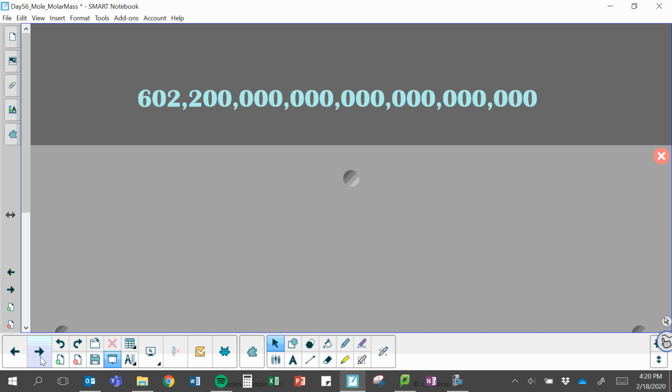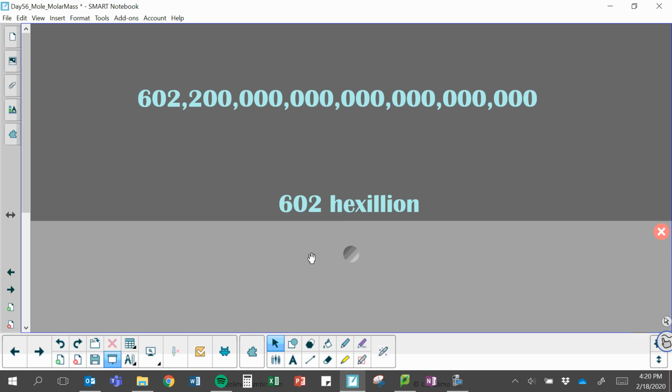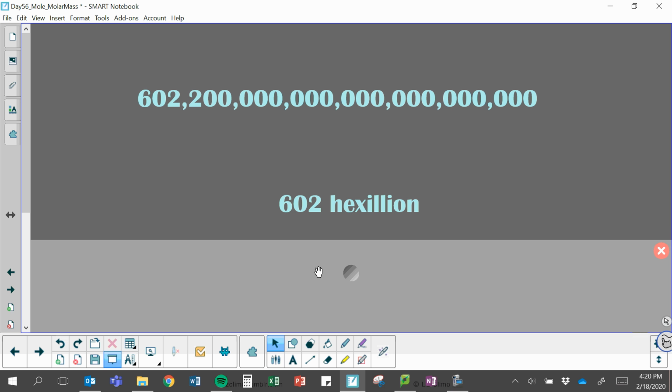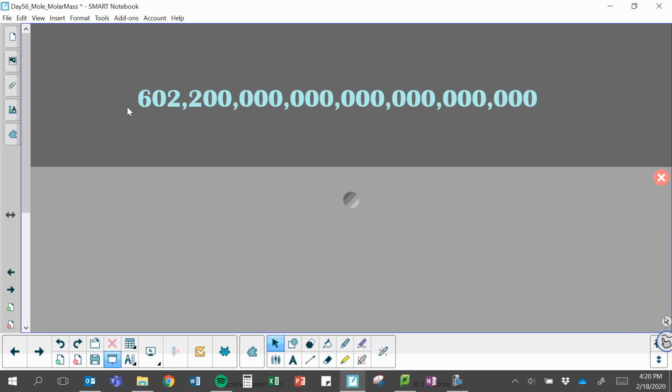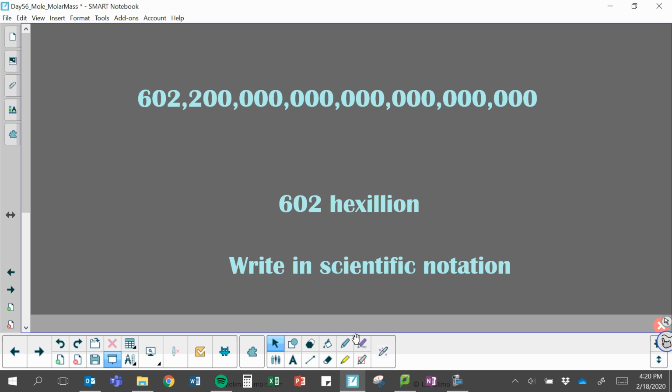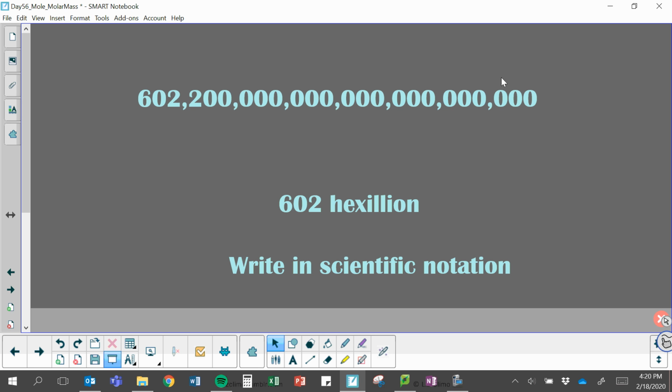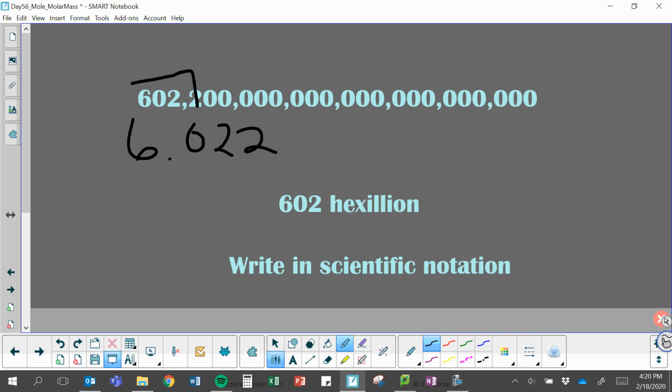And then we have a number like this. So this number, you may not know what it is called, but we could count it out if we wanted to and say that it is 602 hexazillion. But this is actually a number that we use quite a lot in chemistry. So instead of writing it this way with all the huge zeros, we're going to write it in scientific notation. So that would be 6.022 because we're only going to write the significant numbers. Everything else after that is not significant.